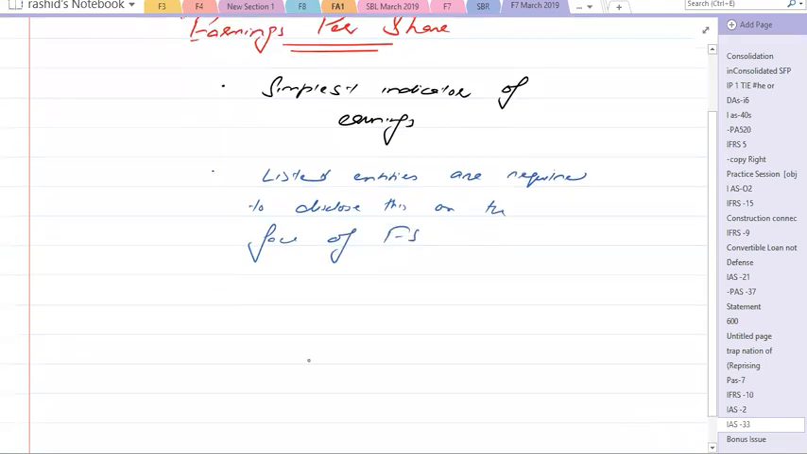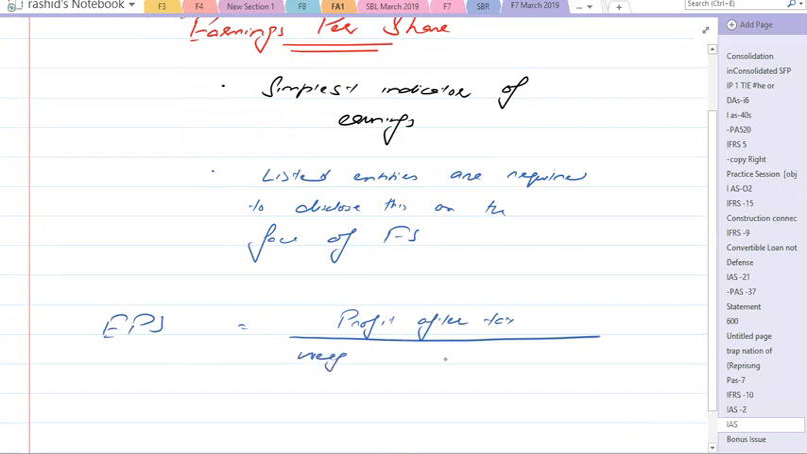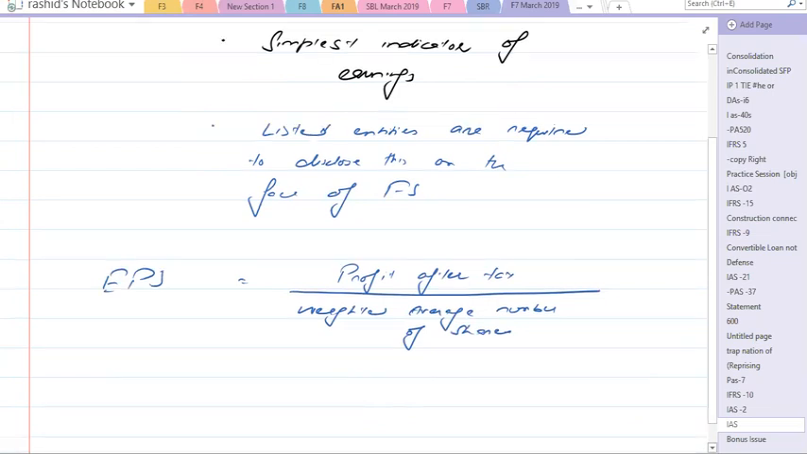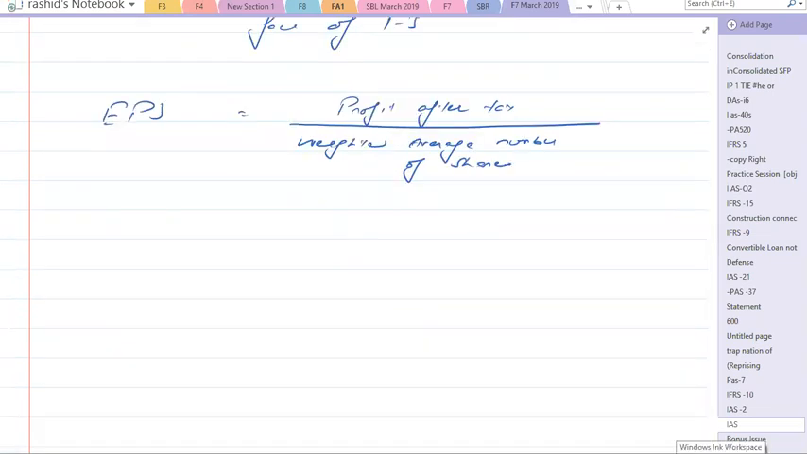And how is it calculated? EPS is equal to profit after tax divided by weighted average number of shares. So EPS is calculated as profit after tax divided by the weighted average number of shares. What do we mean over here?